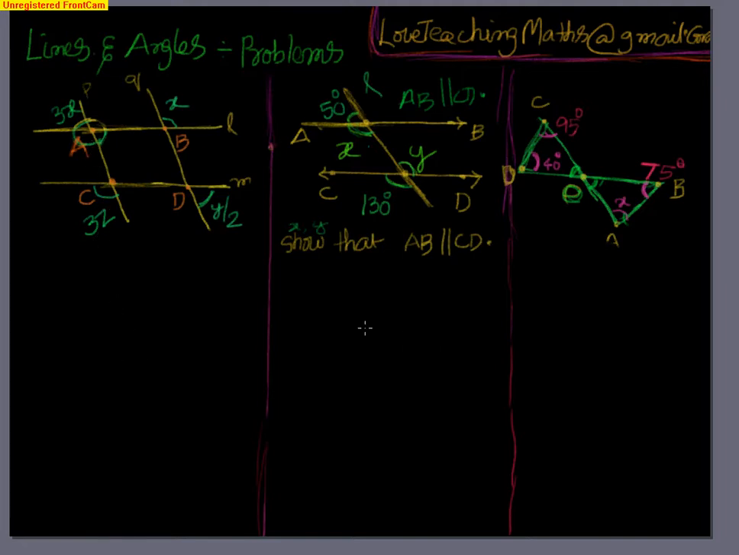Okay, so let's look at these three problems. First we look at the first problem, in which we have two lines L and M which are parallel to each other, and they are intersected by two transversals, that is P and Q respectively. Now we have been given this figure and asked to find out the angles, and also find out the values of x, y, z. So let's start.